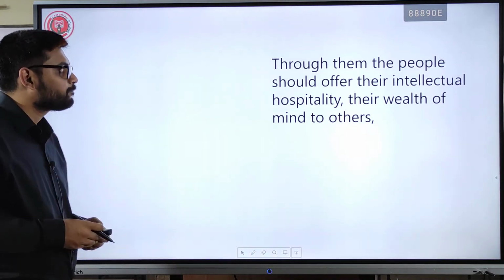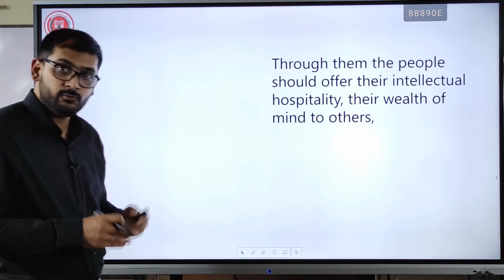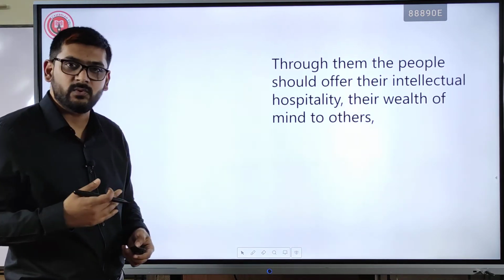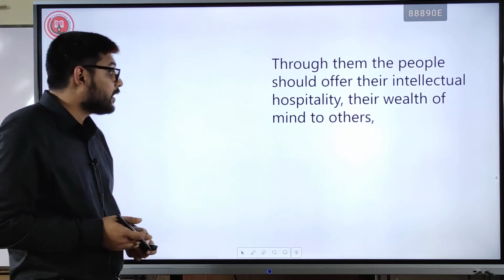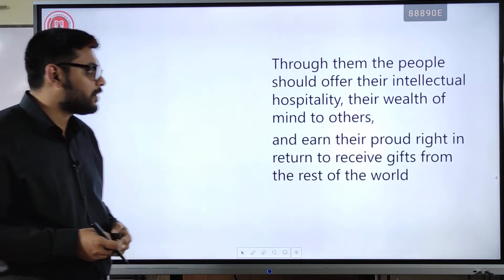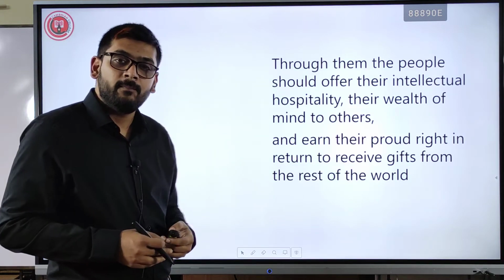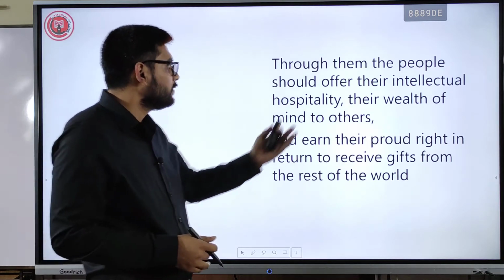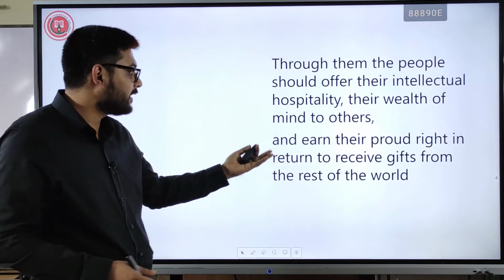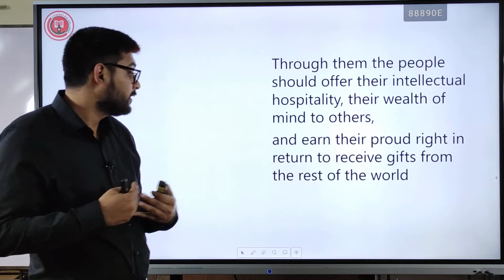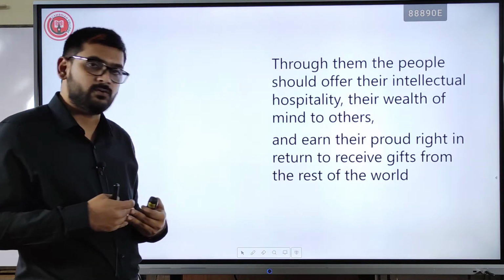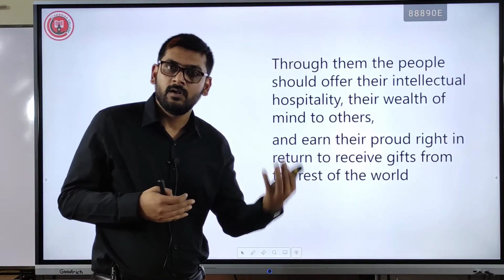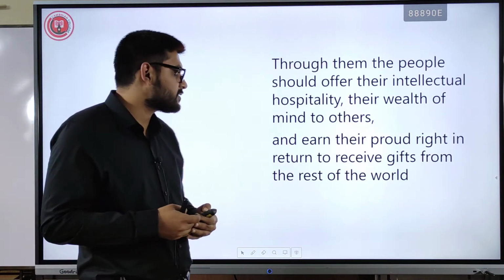So, through universities, the people should offer their intellectual hospitality, their wealth of mind, meaning knowledge, to others, and earn their proud right in return. And in return for sharing knowledge, they should earn their right to receive gifts from the rest of the world. They are doing a noble thing, and the people of the world should respect them for it.